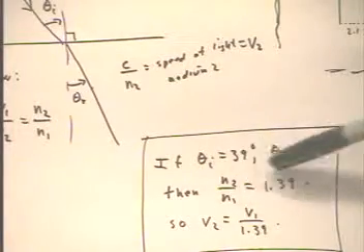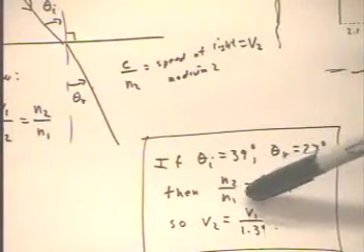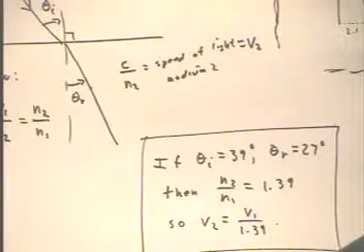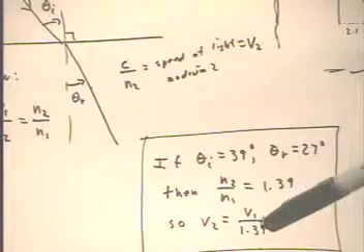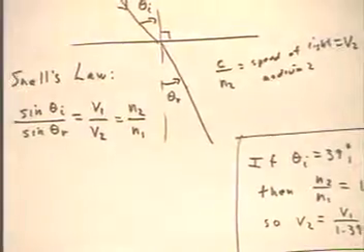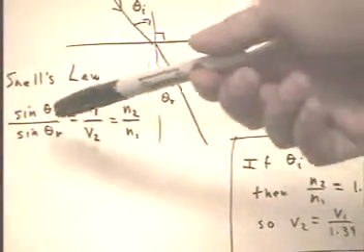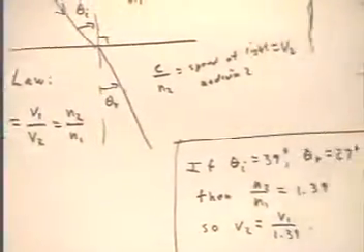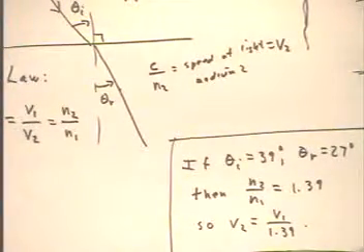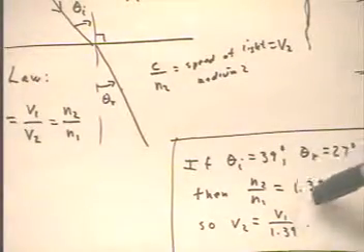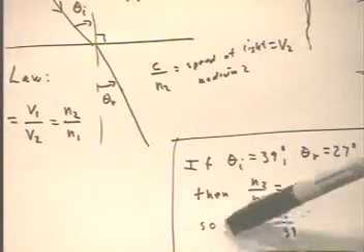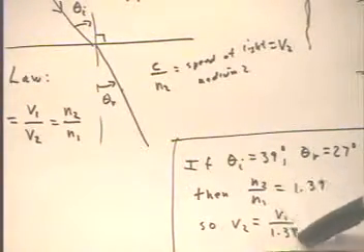In any case, if we accept these values, then the ratio n2 over n1 is 1.39, and we get that simply by putting theta i and theta r in here. We take the sine of 39 degrees divided by the sine of 27 degrees, and we get 1.39, and that's the ratio of our indices of refraction. Tells us that the velocity of light in the second medium is v1 over 1.39.